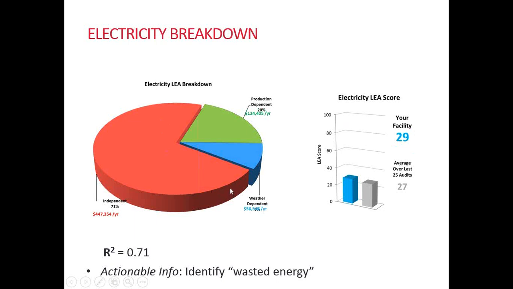So when we get to this slide, what we'd say in the opening meeting is, all right, so almost 3/4 of your energy is wasted. It's not dependent on weather or production. What is going on here? Are you leaving lights on when you leave the building when nobody's here? Are you leaving motors running during breaks or during off time? What can we do to shrink this red portion?